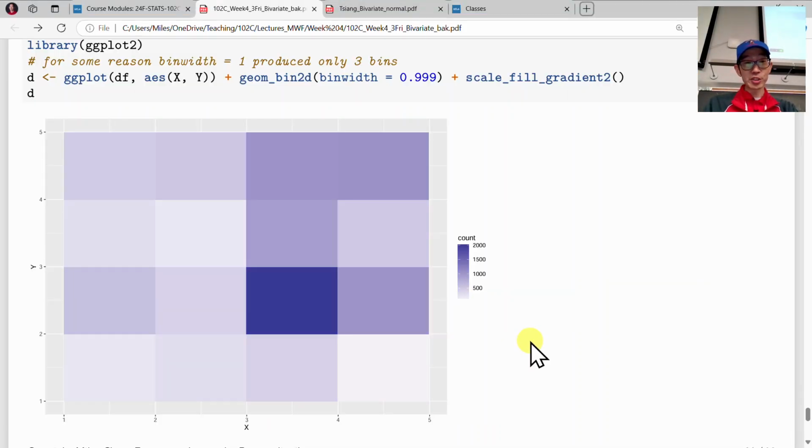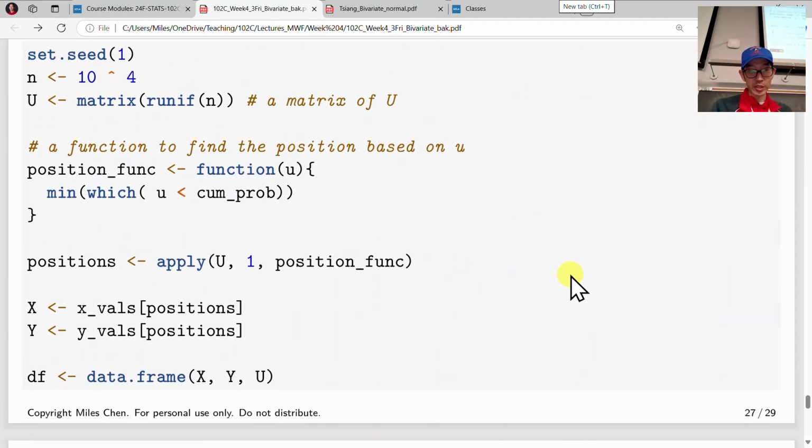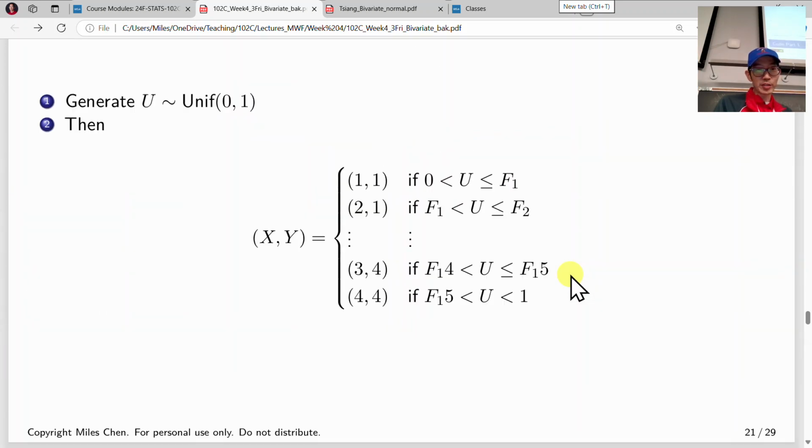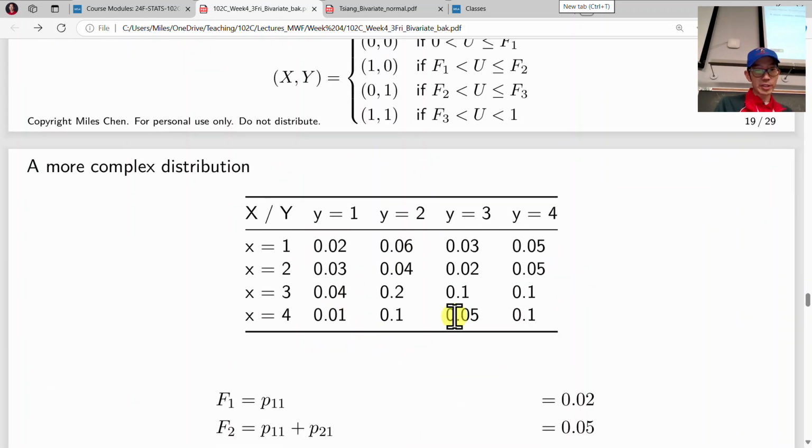something from a discrete distribution, multivariate discrete distribution. If you want, it's just kind of a mapping of everything here to the real number line, 0 to 1.